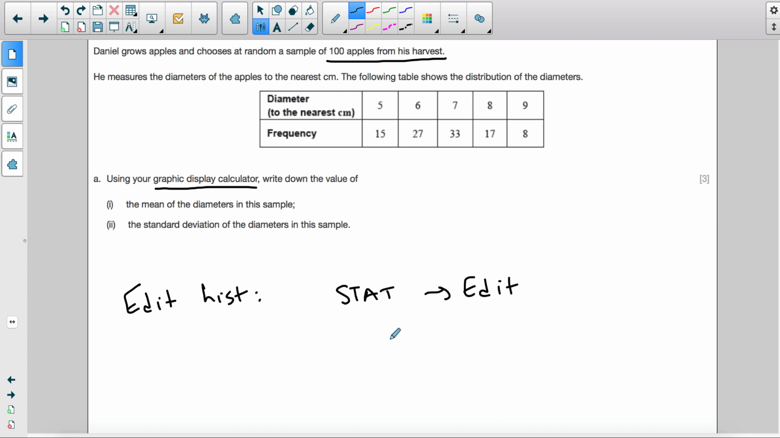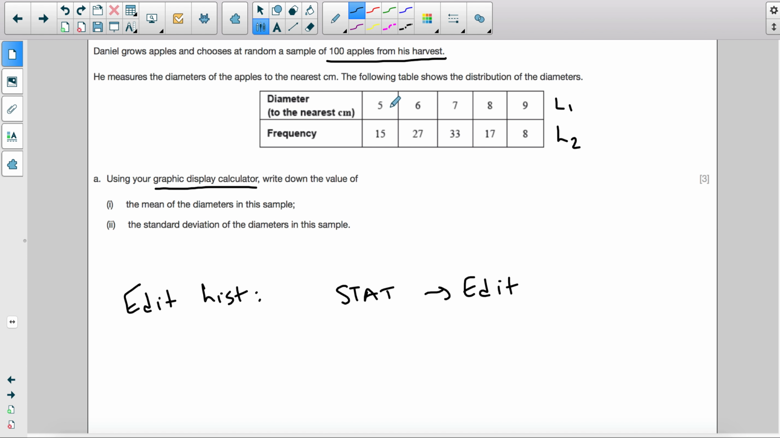and then you get your lists. In order to clear a list, you need to go to the title of the list. So you scroll up until the L1, or L2, or whichever list, until the title of the list is highlighted, it's blinking, and then you press clear. And then you scroll down and everything else will be cleared. So we will write the lengths in L1 and the frequency in L2. That's typically how it's done.